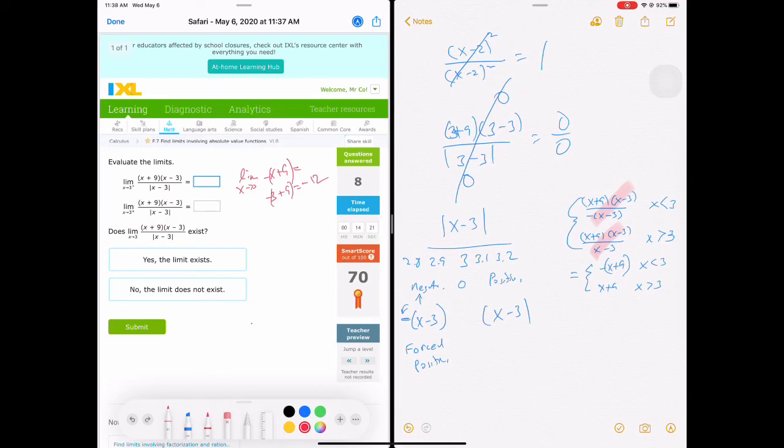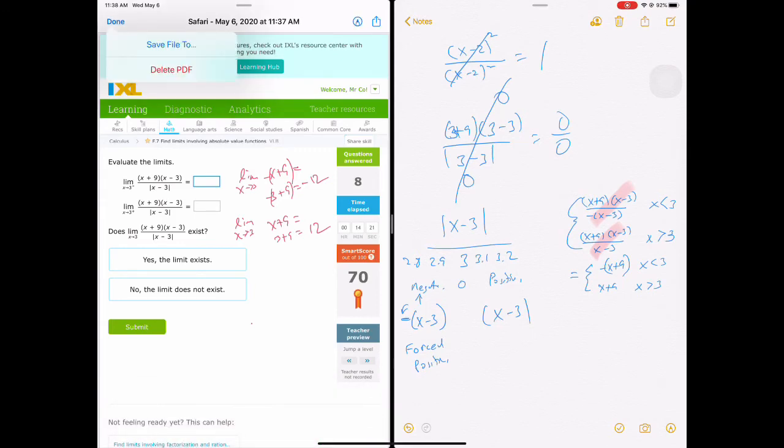Oops, not a 6. A 12. My mistake. The right side, positive 3. We're plugging in positive 3 to our equation that doesn't need the absolute value sign. 3 plus 9 is 12. Then we can go ahead and plug those in.